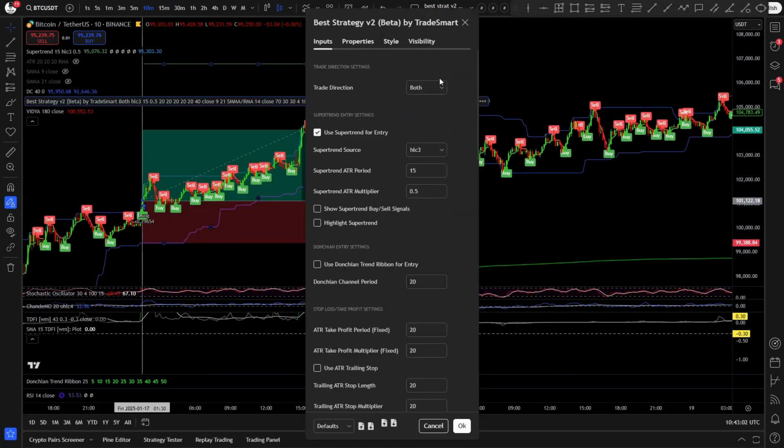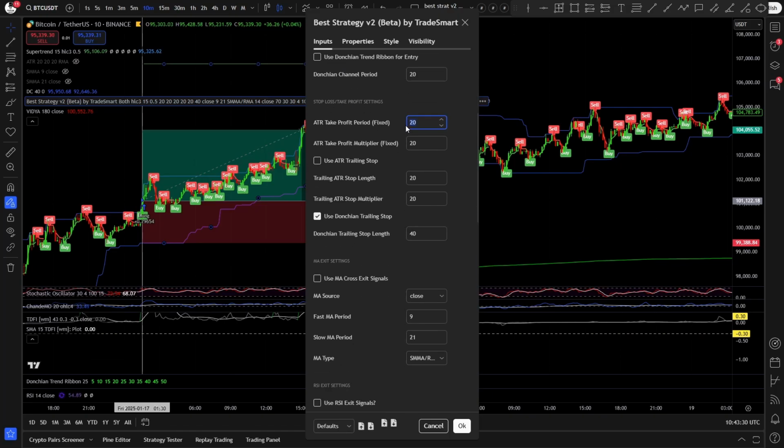This strategy will be a long and short strategy, as I set the trade direction to both. We are going to use the Supertrend as an entry signal and only that. For the fixed take profit level, we are going to use a 20 ATR multiplier, but we won't use an ATR trailing stop loss. Instead, we will use the Donchian as a trailing stop loss with a 40 period.